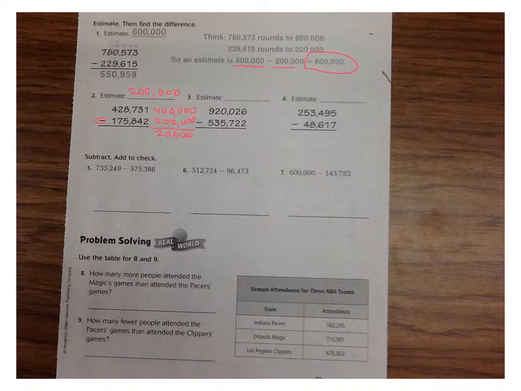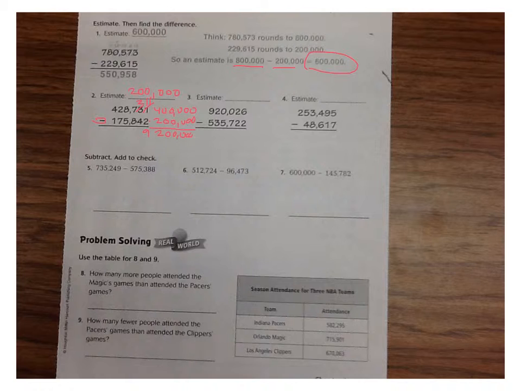Ones column, good. Okay, can we take 2 from 1? Can we do that? No, because 1 is smaller than 2, right? So we're going to take 10 from this 3, and that becomes a 2. And now 10 plus 1 is what? Everybody? 11. Good. All right, now we can subtract. So now, everybody, what is 11 minus 2? 9. Good, so we do that.